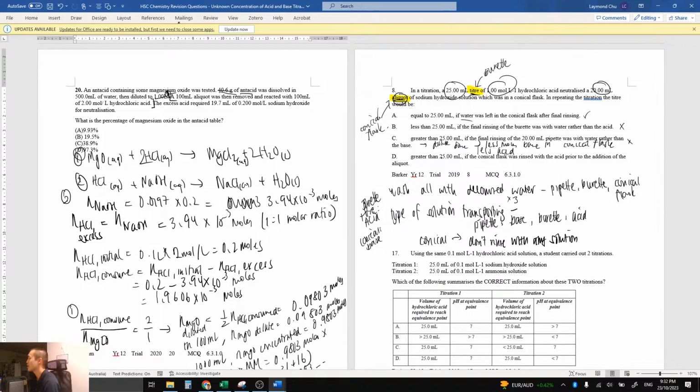D, greater than 25 mils if the conical flask was rinsed with acid prior to the addition of the aliquot. We've got our base in our acid, so by adding acid in there, we're going to neutralize some of that base. What that means is we're going to have fewer moles of base. And what's that going to do? That's going to give us a smaller titer. So that's not true either, because this should be less. So our option is A.